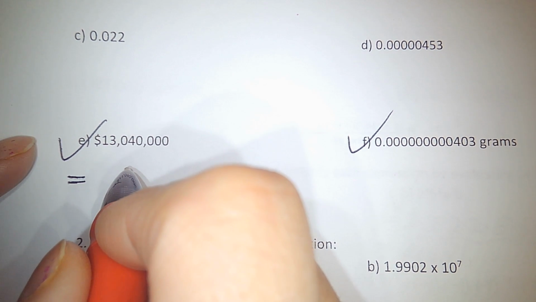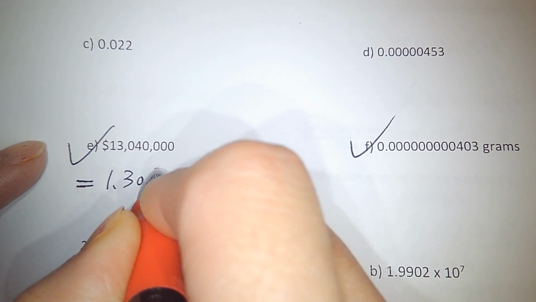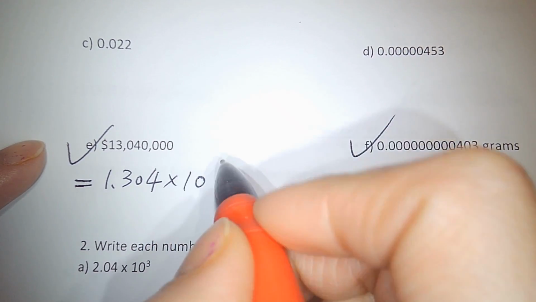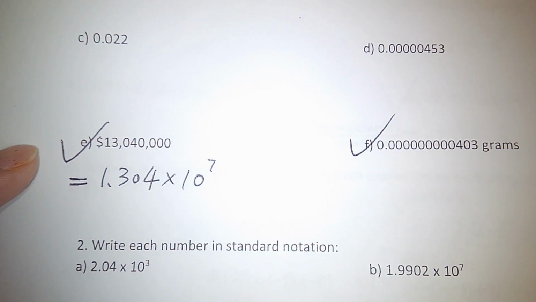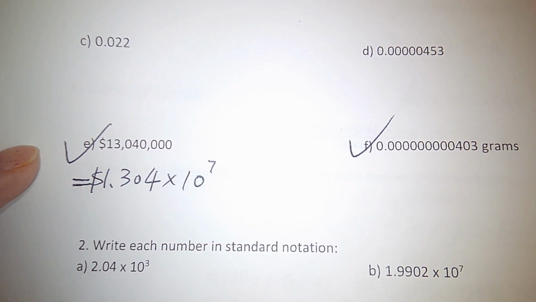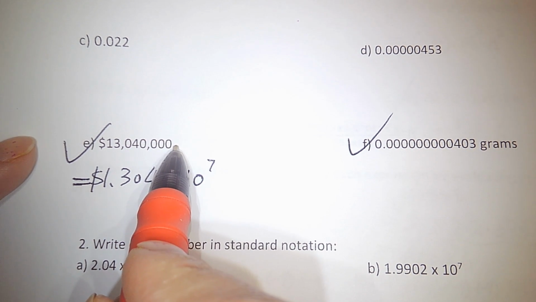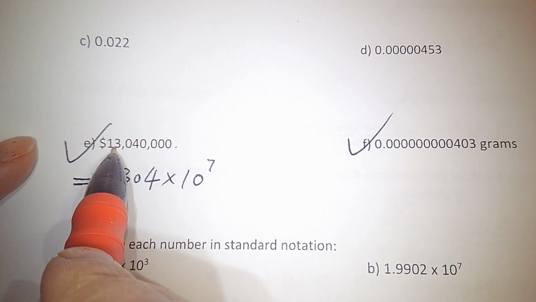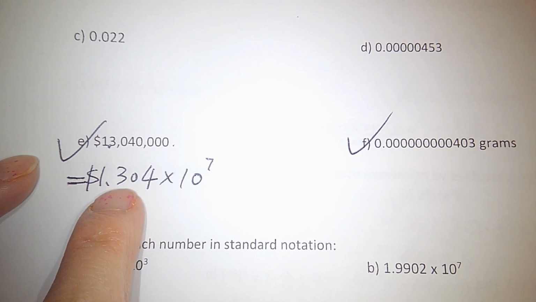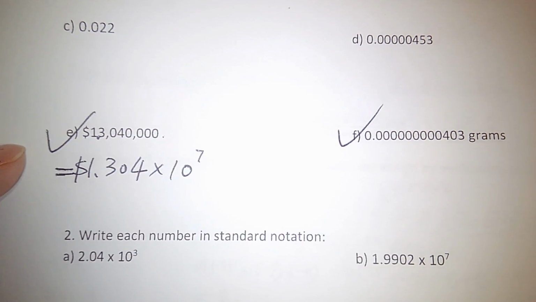That's wrong. 1.3, 1.304, right? Yeah. Times 10 to the 7th. Agree with her? Everybody? So we move the decimal point to the left for 7 digits until it is between 1 and 3. So 1.304. And then times 10 to the 7th. How about F?